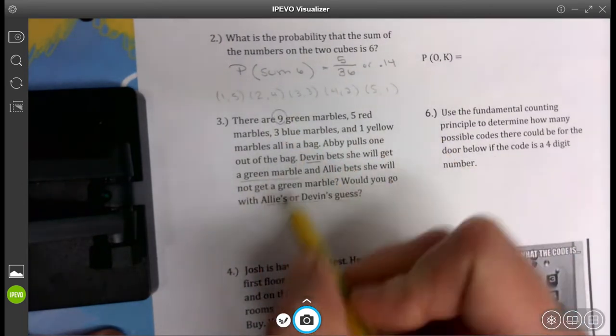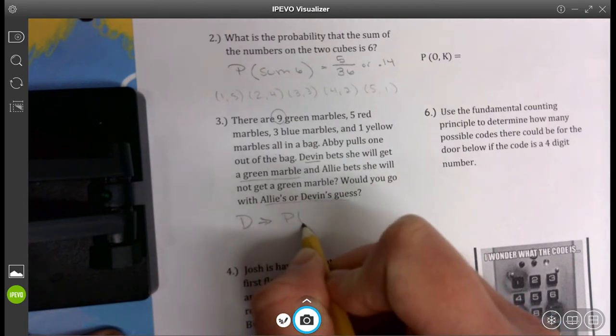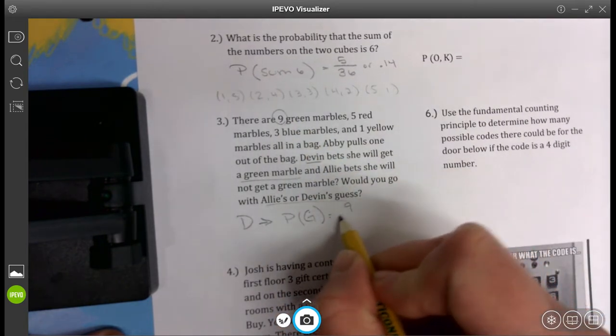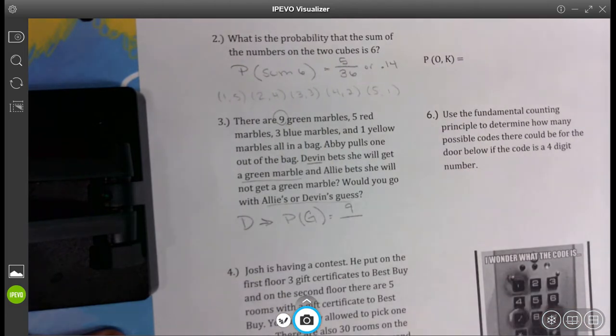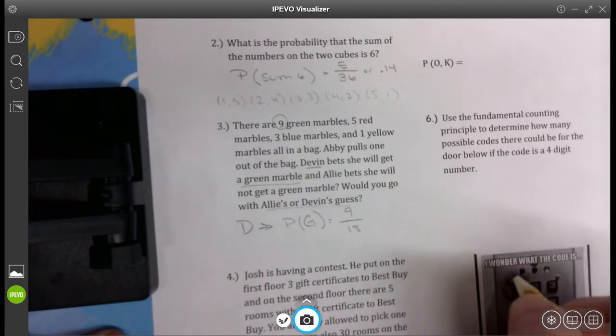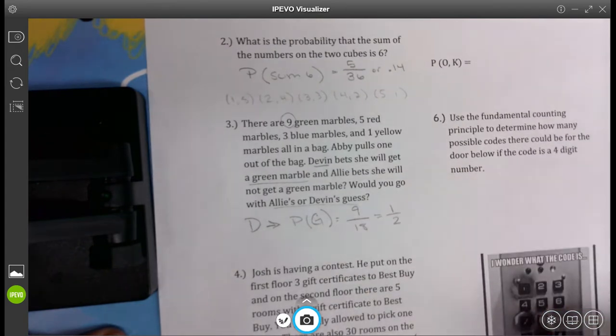Well, there's 9 green marbles, so let's say Devin's probability. Devin says that she's going to get a green, which is 9 green marbles out of, let's see, 9 plus 5 plus 1 or 9 plus 3 plus 1. So that's out of 18. So she guesses she's going to get a green, which is half the bag.